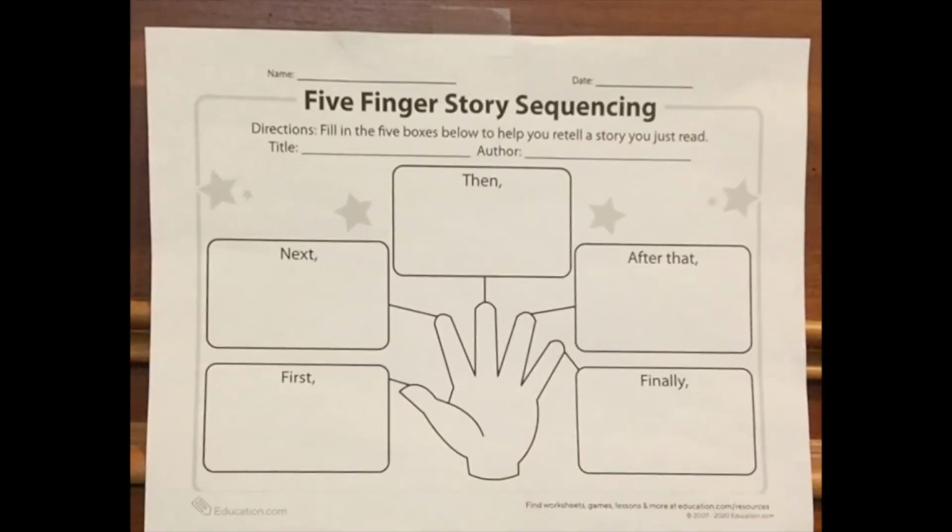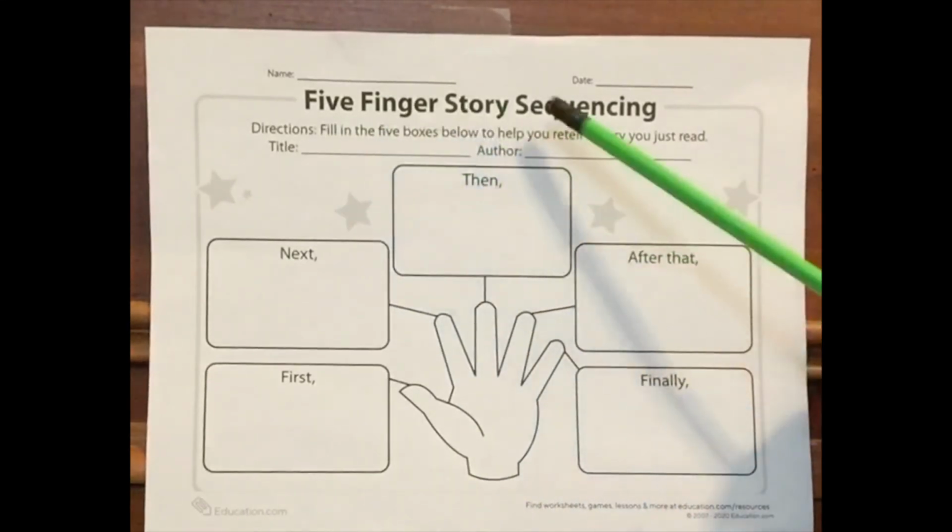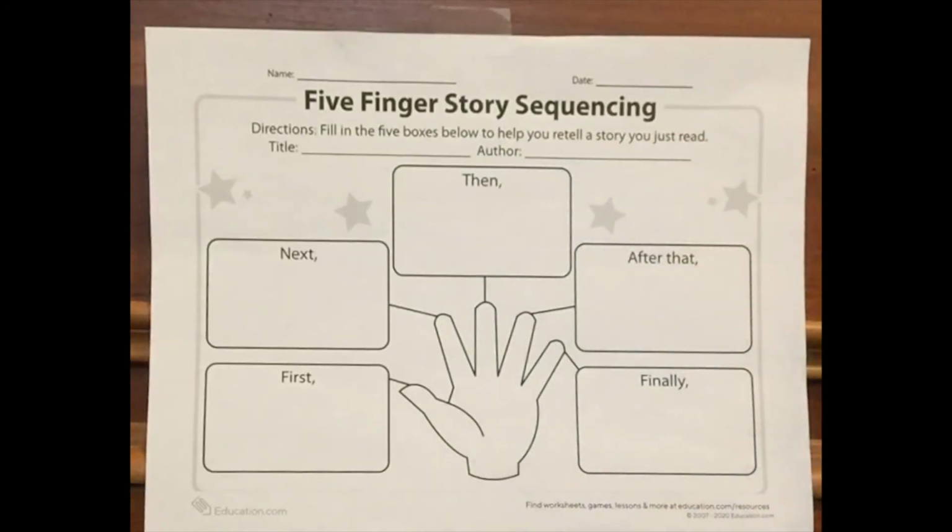I hope you liked the story. Now let's take a look and think about the events and take a look at the worksheets that I have planned for us. Now that we've read the Frog and Toad story called The List, let's think about the important things that happened using our 5-finger storytelling sequencing.